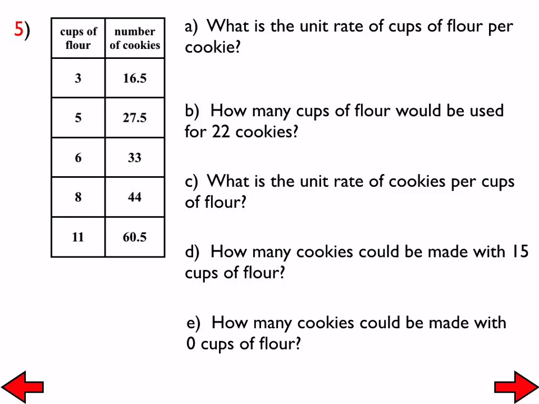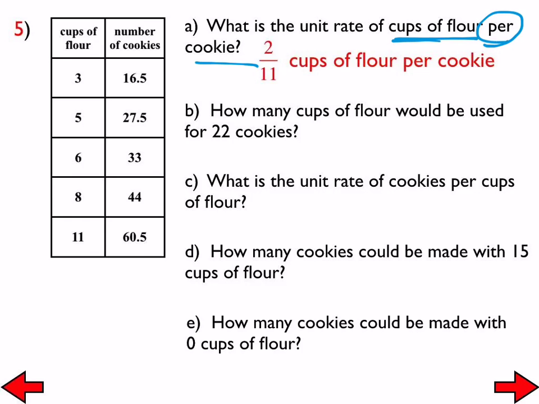$5.50 per cup. What is the unit rate of cups of flour? Where does money come in? You have the right number. 5 cups. There we go. I think you went backwards, right? I went backwards too, that's why. We have to read what's going on here. Cups of flour per cookie.